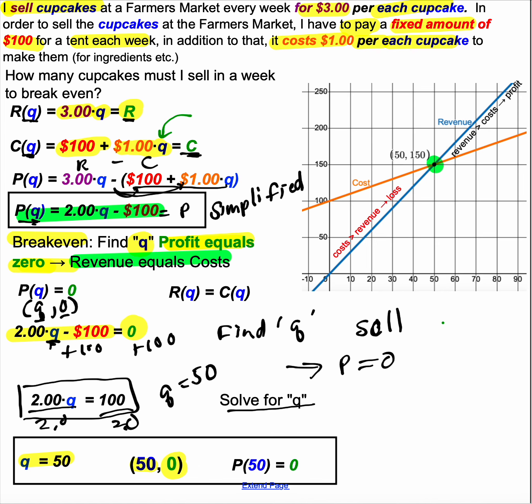So I'm writing in all the different forms that I have. This is as an ordered pair. I can also write it in function notation. P of 50 is equal to 0. That is finding the break-even point.